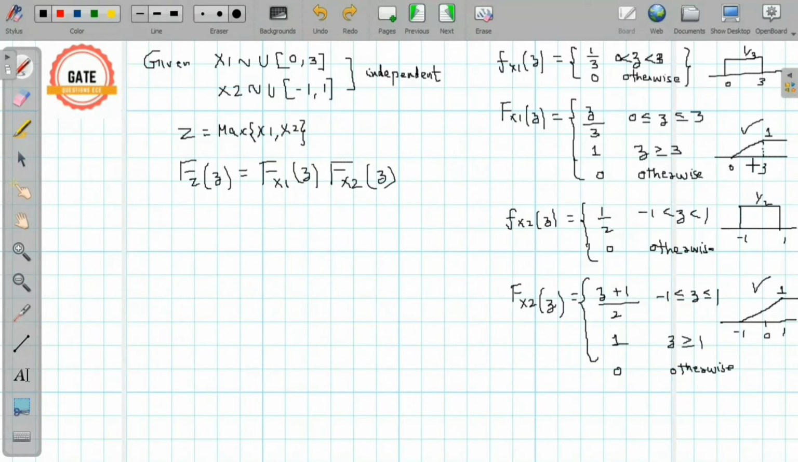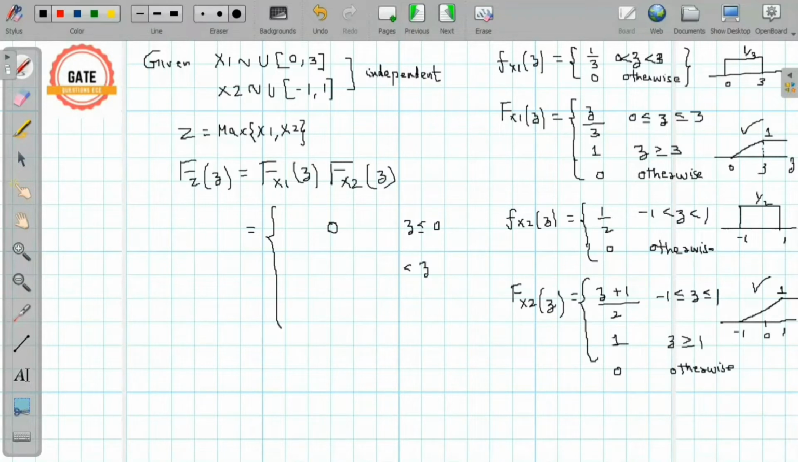You can observe in the CDF of x1, on the z axis, for values of z lying below 0, the CDF is 0. So this CDF is 0 for z less than or equal to 0, and anything multiplied by 0 will be 0. So we can write that the CDF of z, for z less than or equal to 0, is certainly going to be 0.